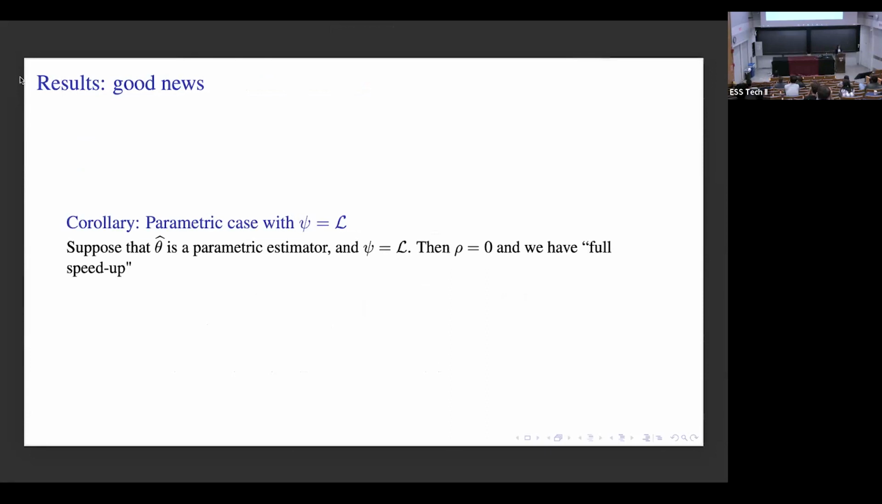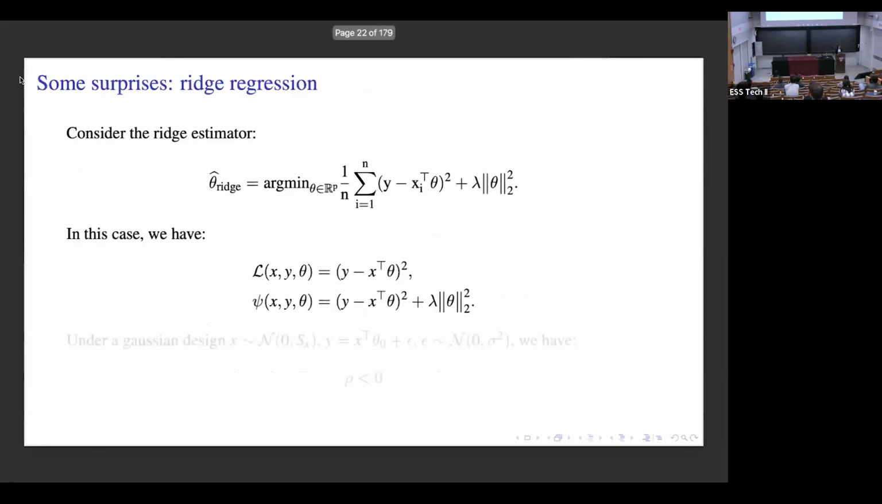This is, however, not the case if you train your estimator with a surrogate loss. So for example, let's look at the case of parametric ridge regression. Here we are training our estimator with a penalized square loss, and we're evaluating it with a square loss. In this setting, very surprisingly, rho is actually negative. So Yanai was right. Doing k-fold cross-validation here is like having more than k times more data to estimate the split risk.